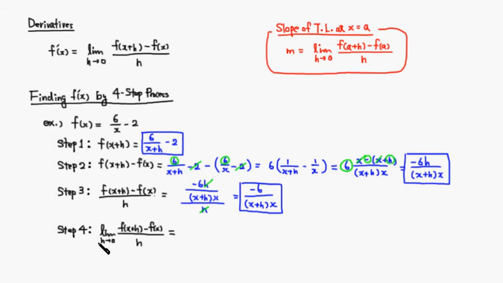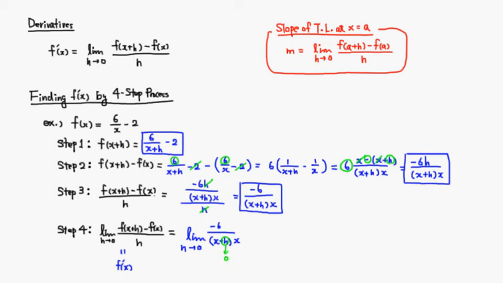The last step. This is f prime of x, which is the limit of the difference quotient. Let's do that. All you really have to do is take the result from step 3 and take the limit. So it's the limit of negative 6 over the quantity x plus h times x as h approaches 0. We can see that h is going to 0, so this term is basically going to disappear.